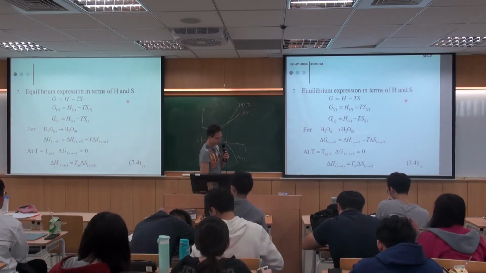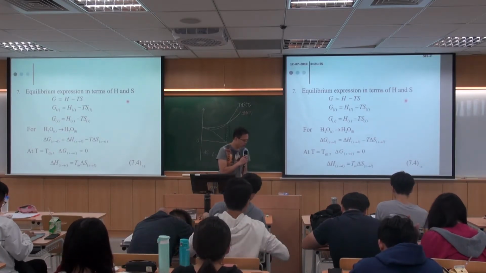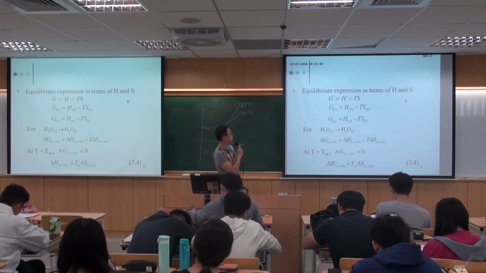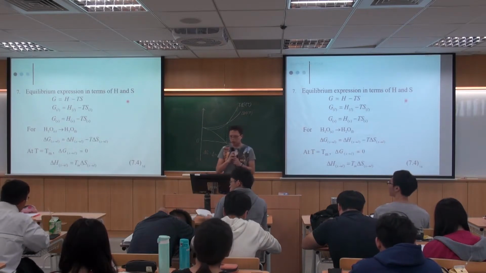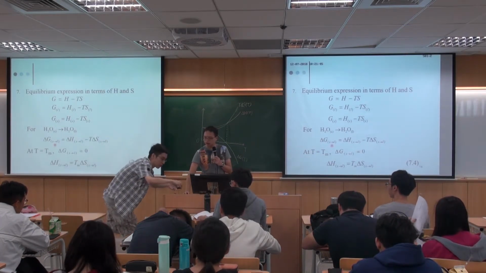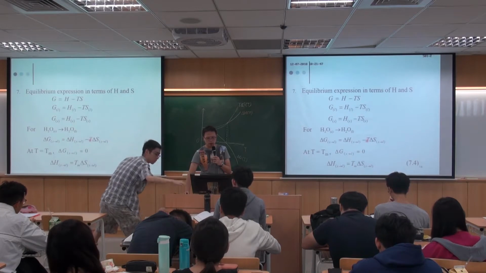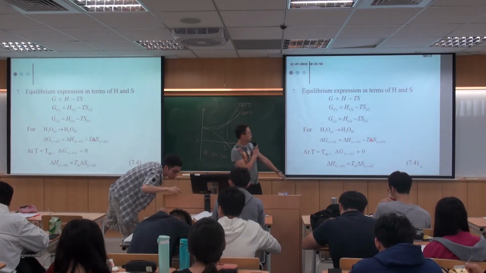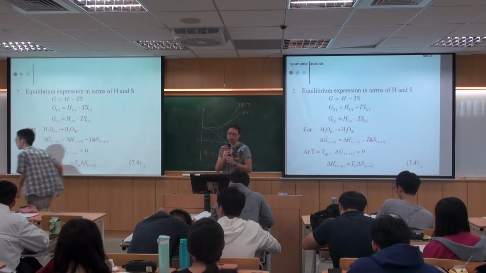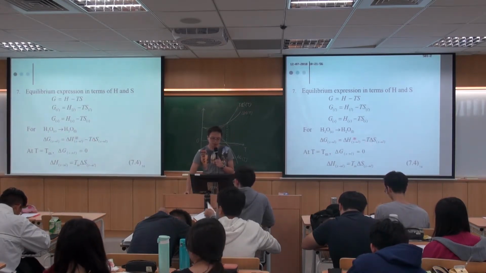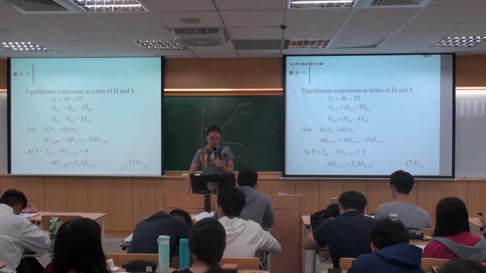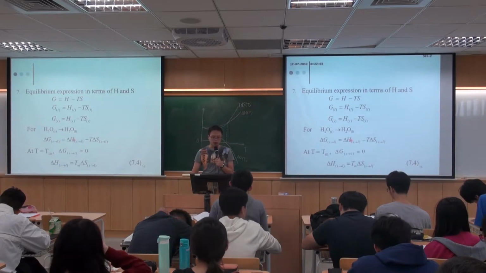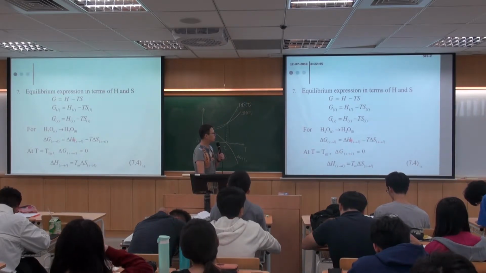So previously, we tried to decompose Gibbs free energy, delta G, to become delta H minus T delta S. The reason why I want to do that is because we want to see delta H as a function of temperature, and also delta S as a function of temperature.